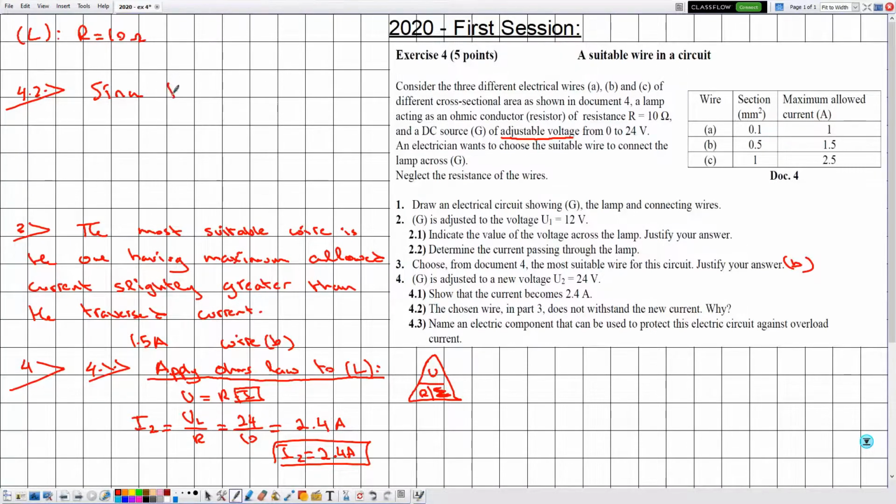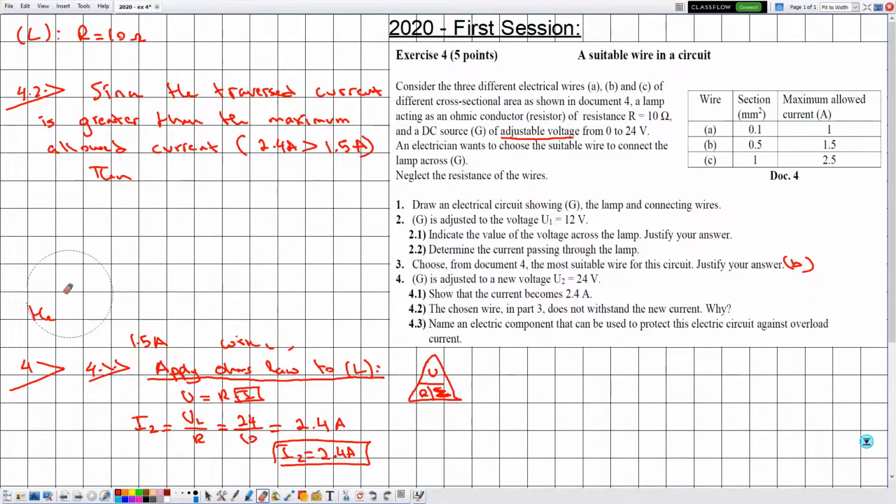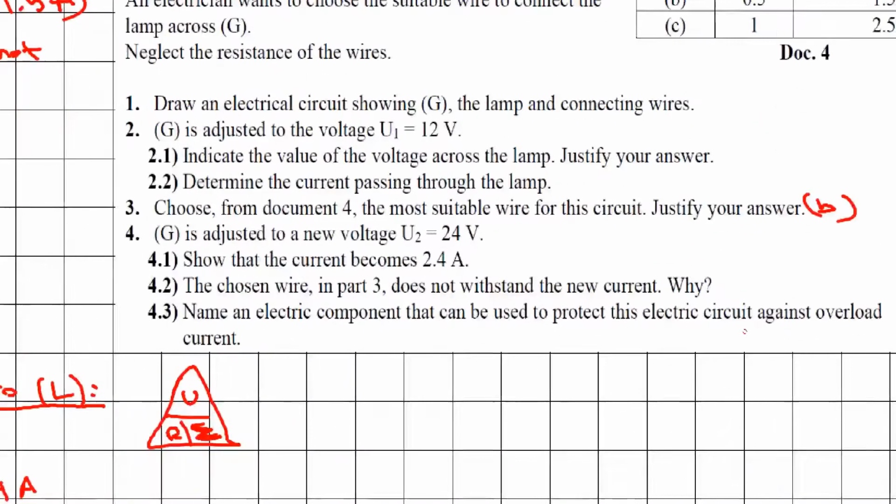Since the traversing current is greater than the maximum allowed current, and this is simply because 2.4 amperes is greater than 1.5 amperes, then wire B does not withstand the new current. So this is just a rephrasing of 4.2.